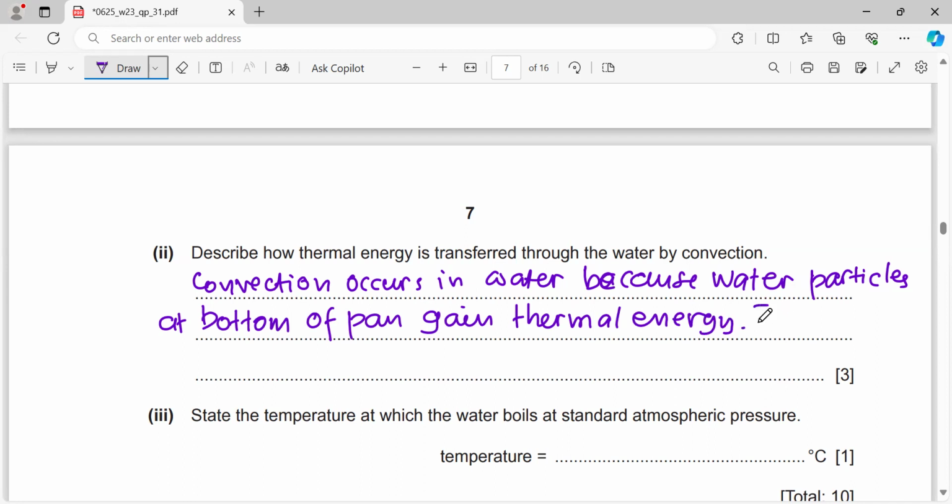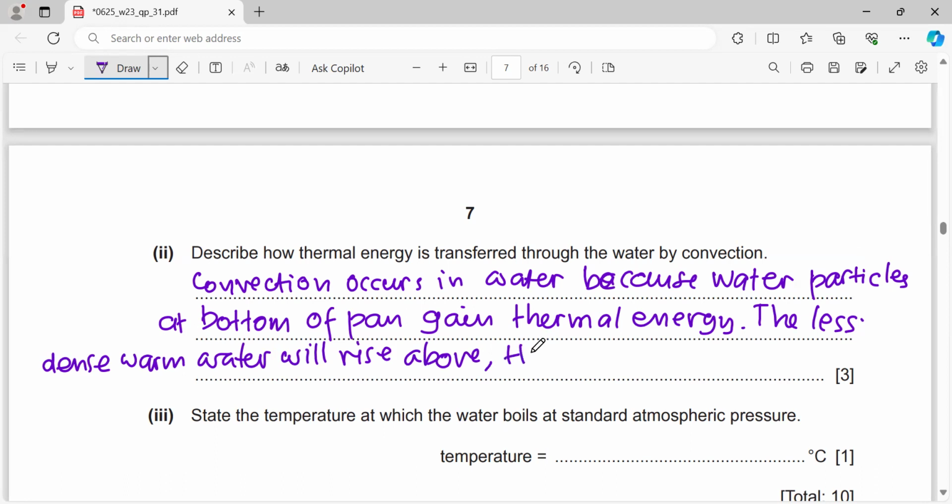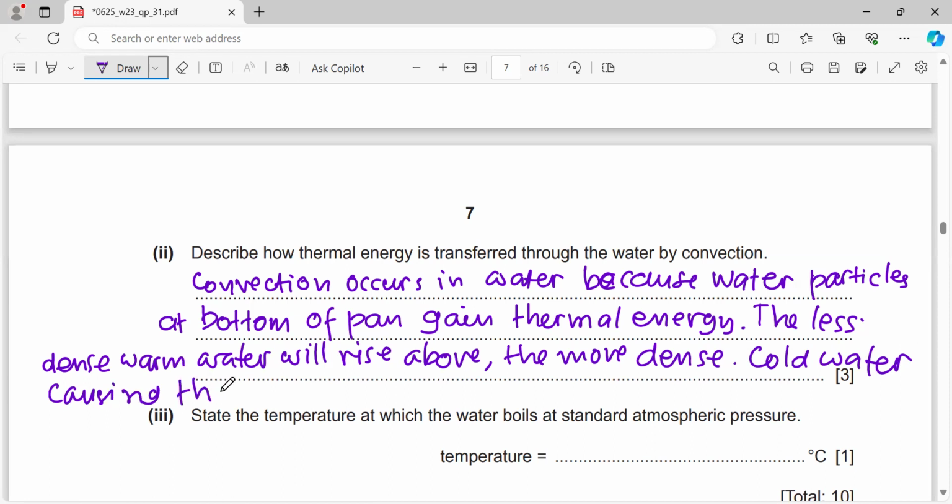So the less dense warm water will rise above the more dense cold water or liquid, causing the water particles to circulate.